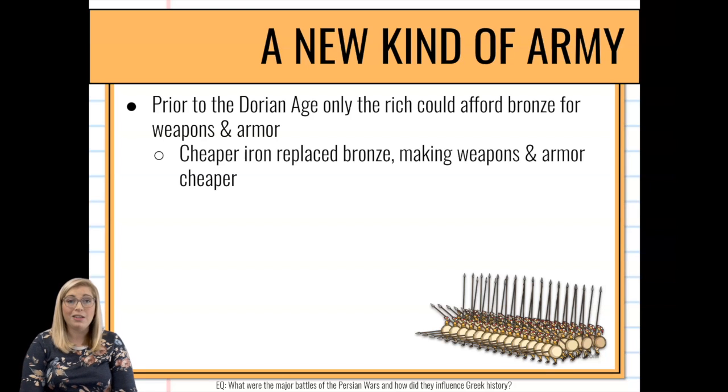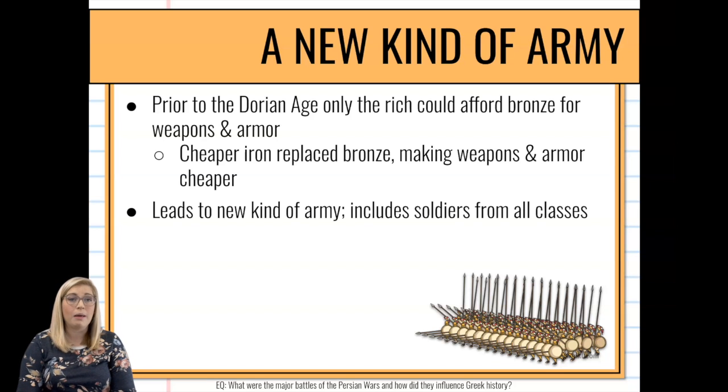It's cheaper and easier to produce, so that means that armor and weapons are cheaper and easier to produce. This leads to soldiers of all different social classes being able to serve in the army. So we have a new type of army, our foot soldiers.